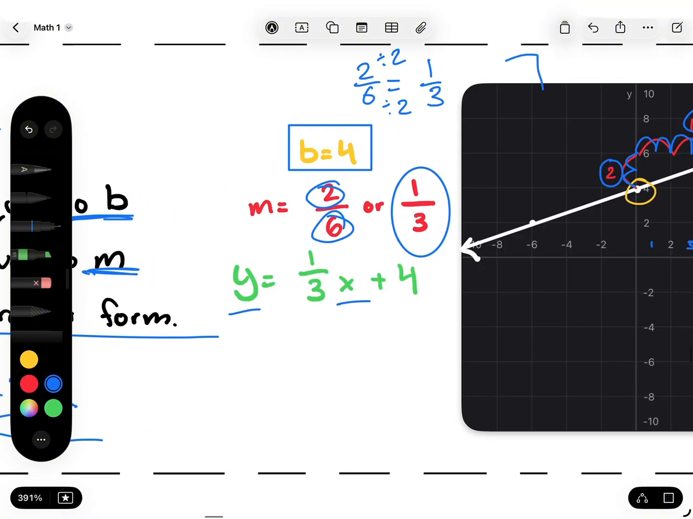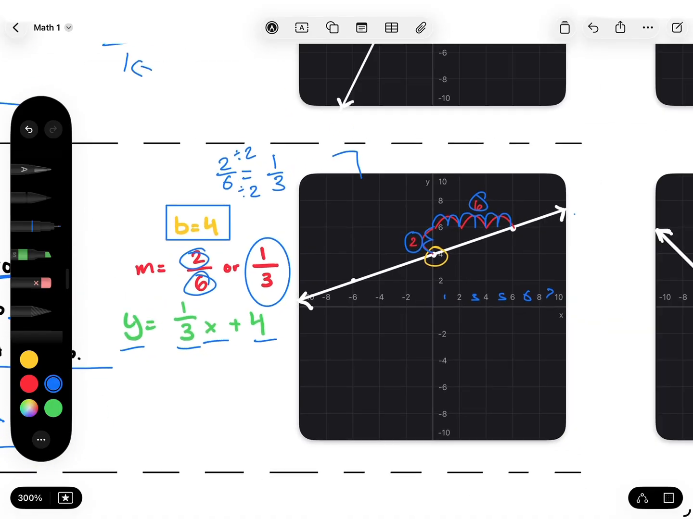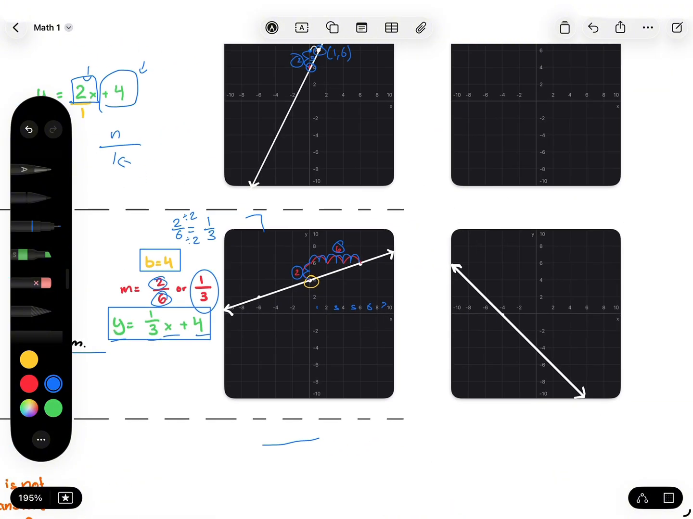So y and x are given, they're always the same. Our b is 4, so that's here, and our m is 1/3, which is right here. So the solution for this line is y equals 1/3 x plus 4.